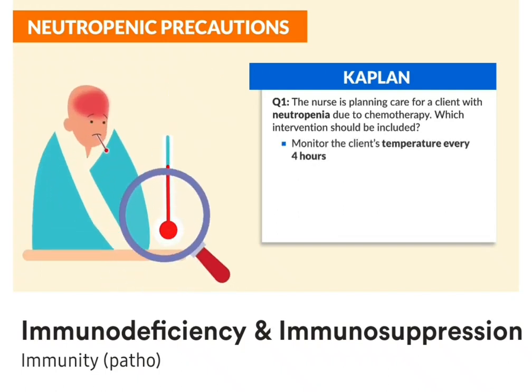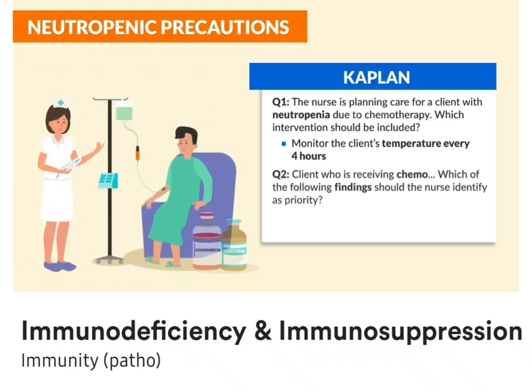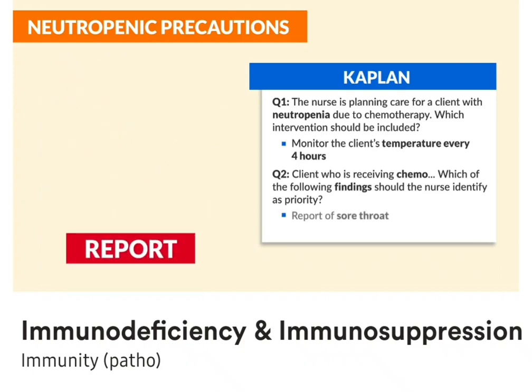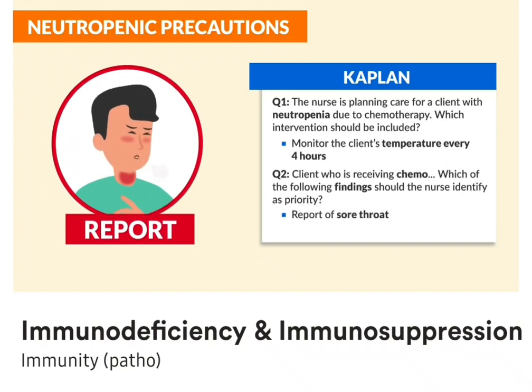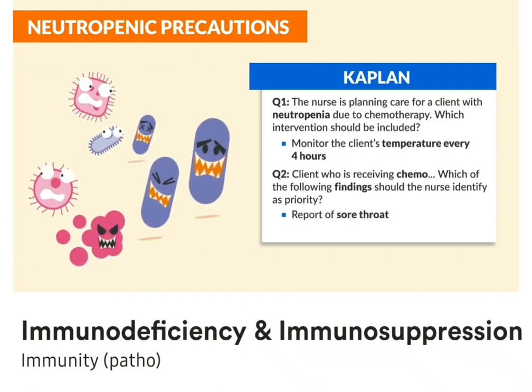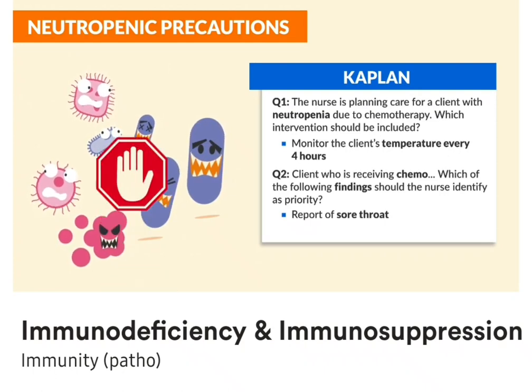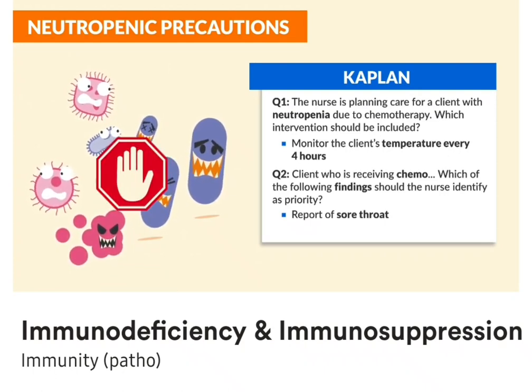Monitor the client's temperature every 4 hours. And a second question, the client who's receiving chemo, which of the following findings should the nurse identify as a priority? Report of a sore throat. Yes, we're looking for infection, so look for the key terms that prevent or monitor for infection.